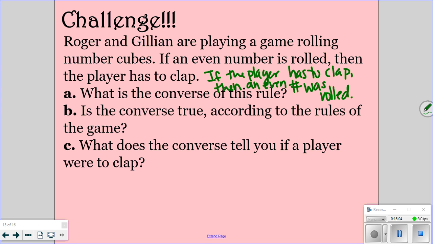Is the converse true according to the rules of the game? Yes. They only have one rule that we are aware of. So if they roll an even number, they have to clap. So if they clap, that means they rolled an even number. So yes. What does the converse tell you if a player were to clap? Well, if a player were to clap, that means an even number was rolled. So that's how you should have answered the challenge questions.